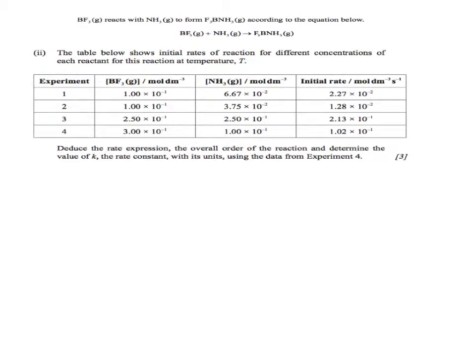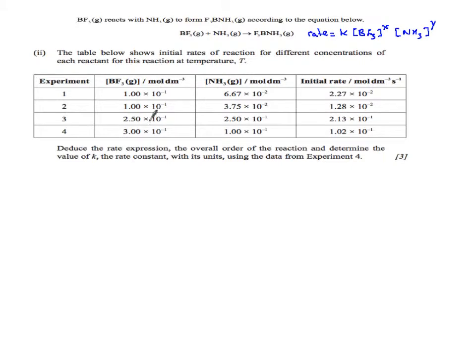For the second problem, I chose a question that is slightly tricky for students. You are being challenged to deduce the rate expression for this reaction, so a constant K times reactant 1, which is BF3 to the power X, reactant 2, which is ammonia raised to the power Y. So let's find the order of reactions.